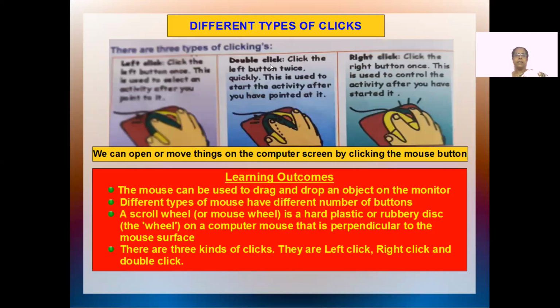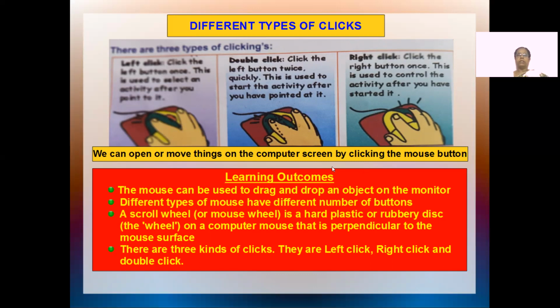Here you can see the types of clicks. See, this is a left click. It's not clear in your reader, that's why I put a picture there. This is your double click. When you click it twice quickly, it is used for starting the activity. And the right click, when you click it once, helps you to control the activity you have to start. Then we can open or move things on the computer screen by just clicking the mouse.